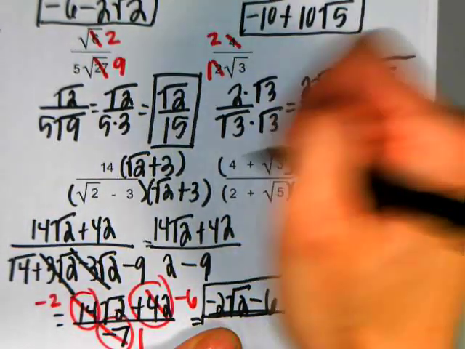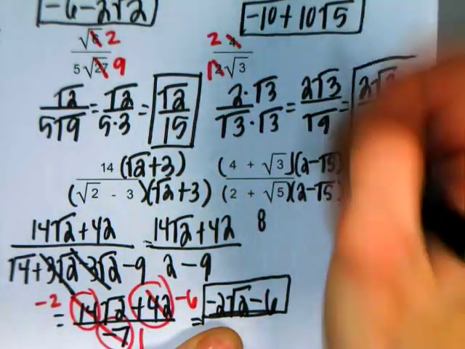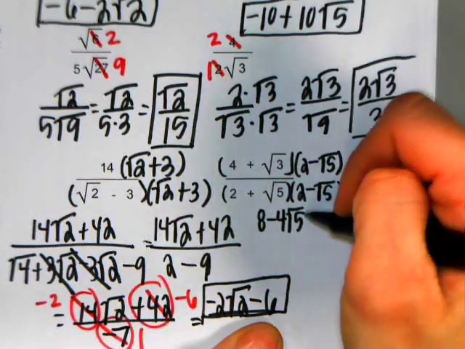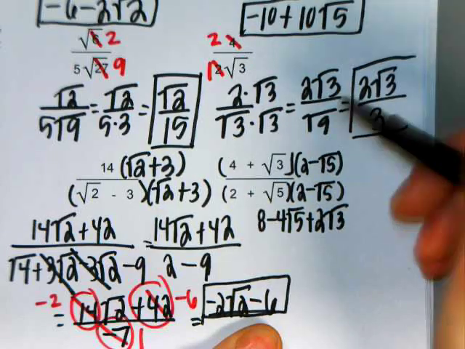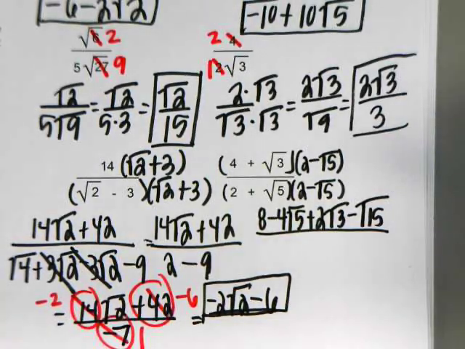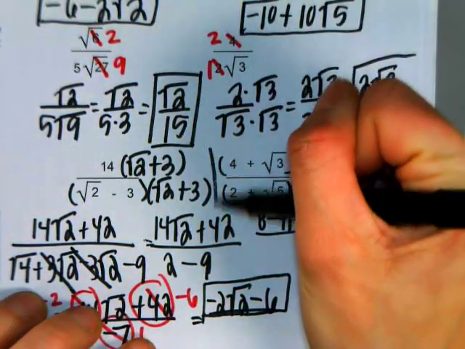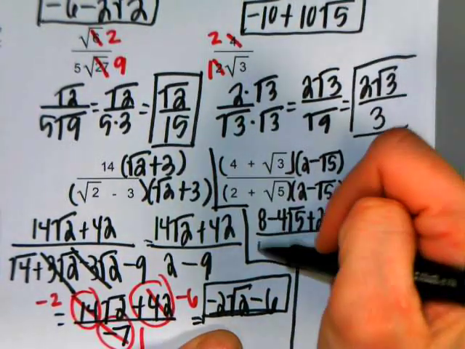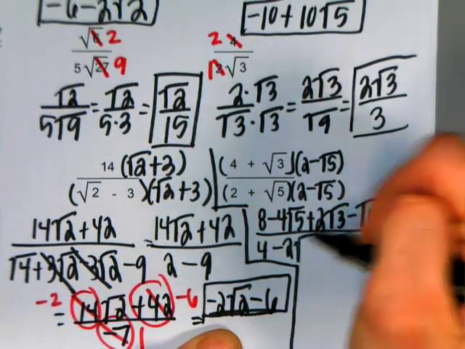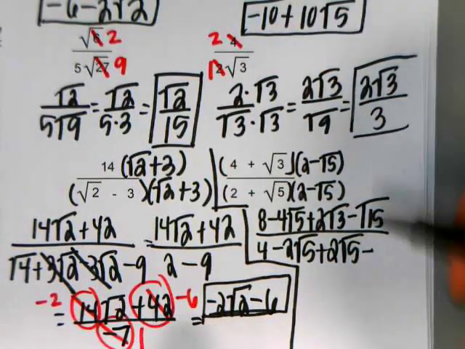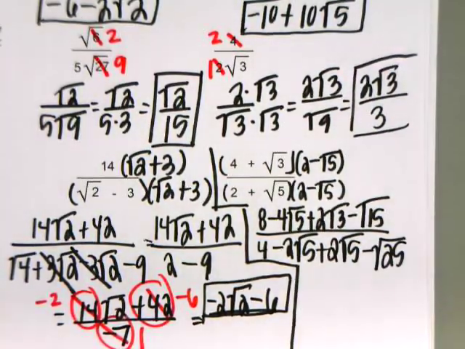Okay, so the top, 4 times 2 is 8. 4 times negative radical 5 is negative 4 radical 5. Radical 3 times 2 is just 2 radical 3. Radical 3 times negative radical 5 is negative radical 15. Okay, bottom, 2 times 2 is 4, minus 2 radical 5, plus 2 radical 5, minus radical 25.